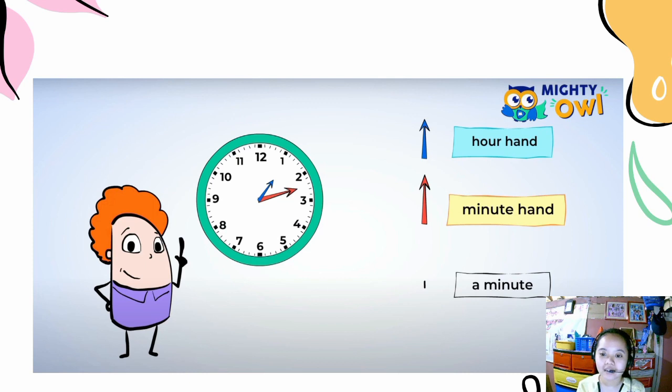So now let's identify the parts of an analog clock. So an analog clock looks like this. The blue arrow here represents the hour hand, and the red arrow in the analog clock represents the minute hand, and the little line over here beside the numbers is called a minute.